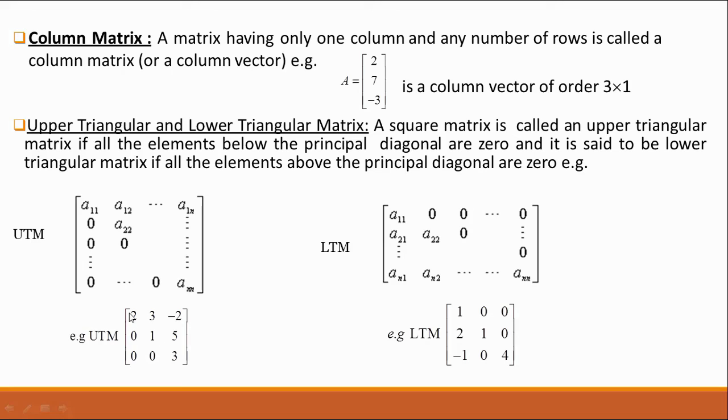For example, in this matrix, 2, 1, 3 lie on the principal diagonal, and all the elements below this principal diagonal are 0, so this is an upper triangular matrix. Similarly, in this matrix, 1, 1, 4 lie on the principal diagonal, and all the elements above this principal diagonal are 0, so this matrix is a lower triangular matrix.